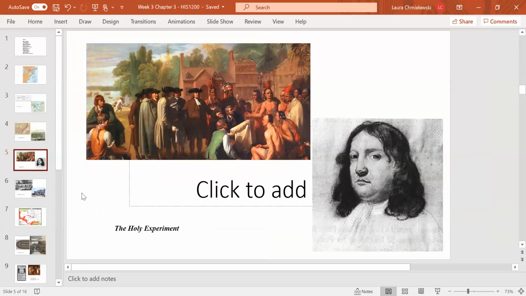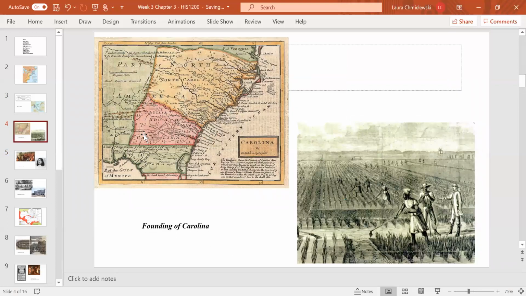Okay, the Holy Experiment. The Holy Experiment refers to the founding of Pennsylvania. And why is it called the Holy Experiment? Founded in the, hold that thought just for another moment. I just wanted to say something very quickly.